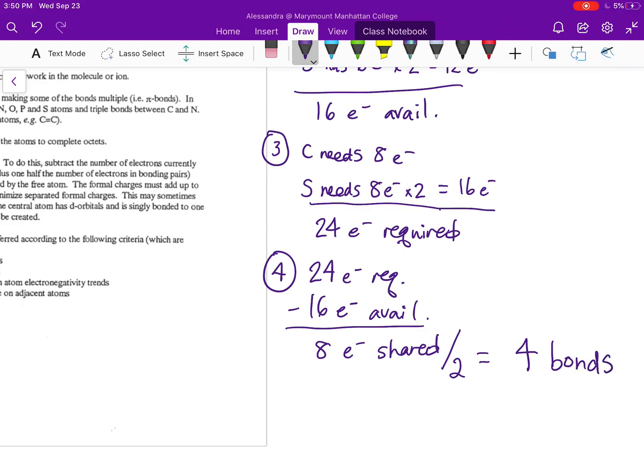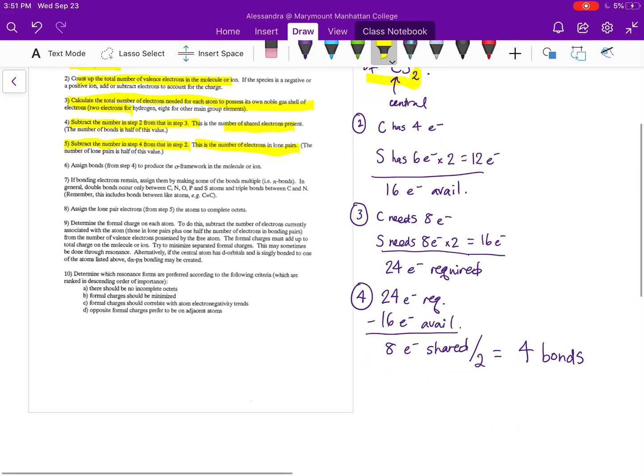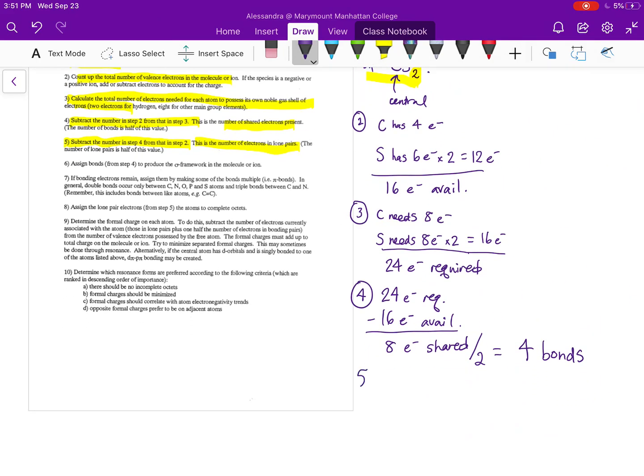Now I need to take the molecule and start assembling the sigma framework. But before I do that, I can go to step 5 and subtract the number in step 4 from the number in step 2 to find the number of electrons that are in lone pairs. So let me do that. The number in step 4 is 8 electrons. So 16 electrons total that I have available minus 8 electrons that get shared means that I have 8 electrons that are going to be in non-bonding lone pairs.